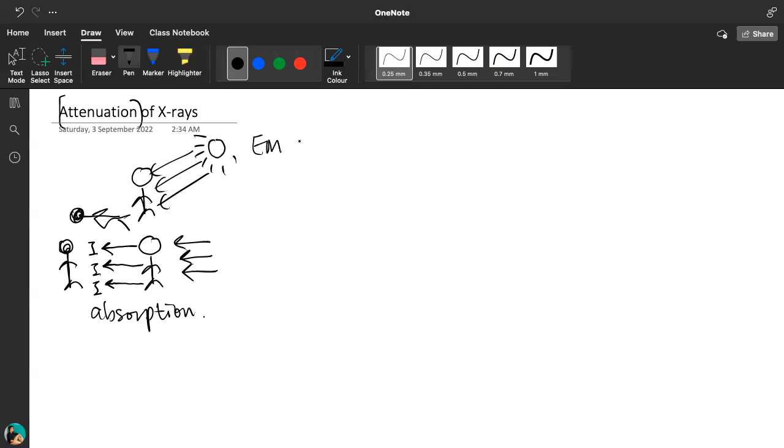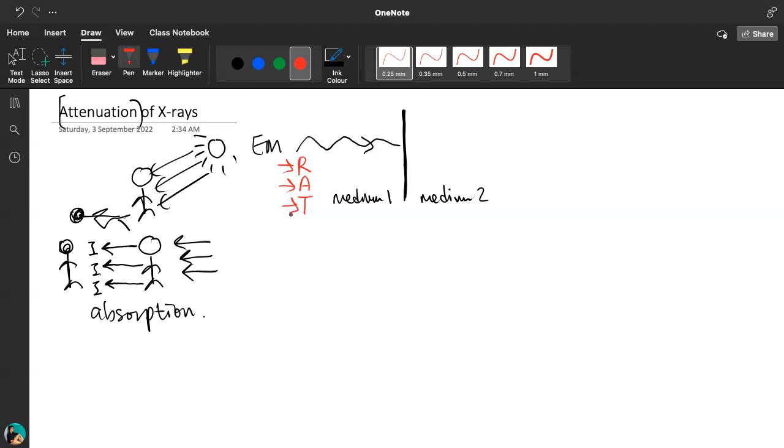So all electromagnetic waves, when they strike a surface or a boundary, let's say we have a boundary here. What is a boundary again? It is a line that separates the two media. You have medium 1, medium 2. Medium 2 can be, let's say, human body tissue. Medium 1 is air. X-ray is coming from air. When the electromagnetic ray strikes the boundary, three things will happen. Here I always mention, what are the three things? Reflection, absorption, and transmission.